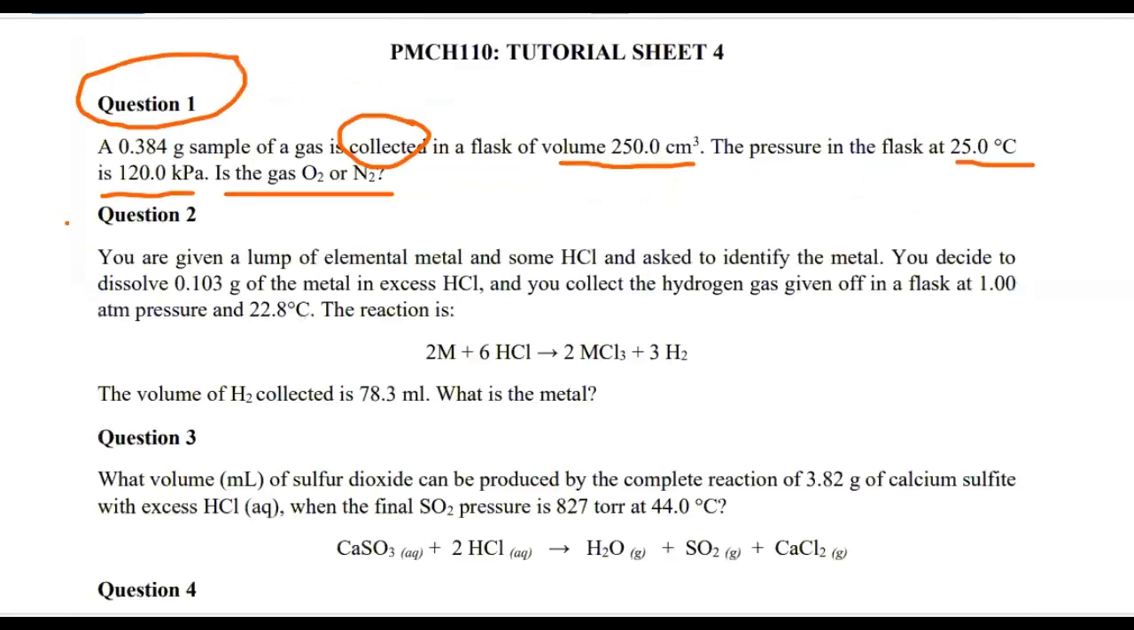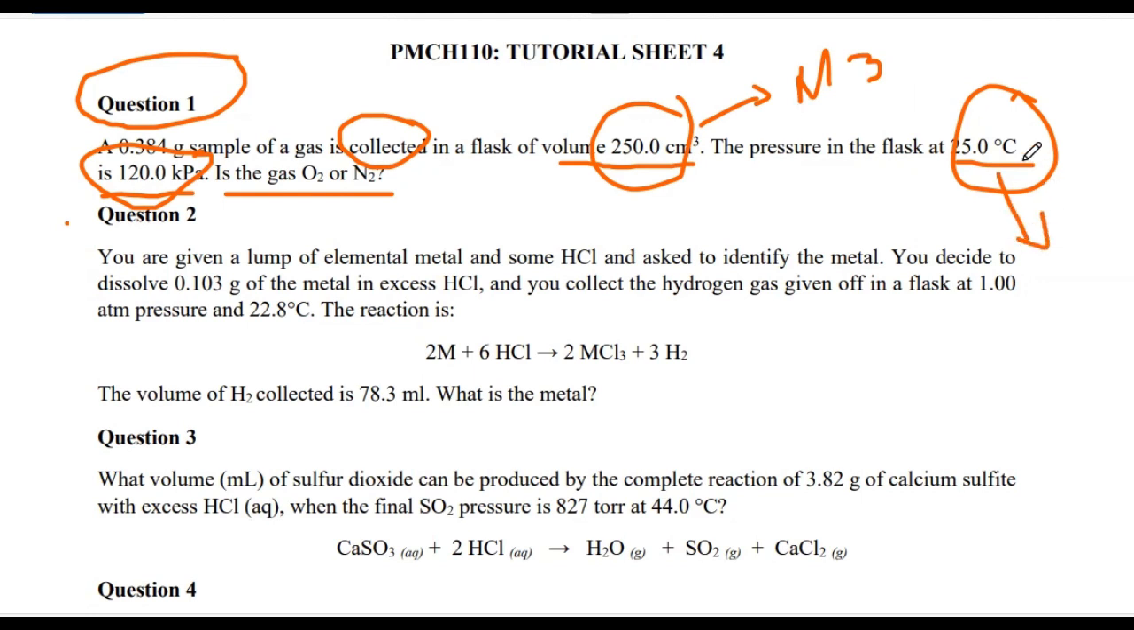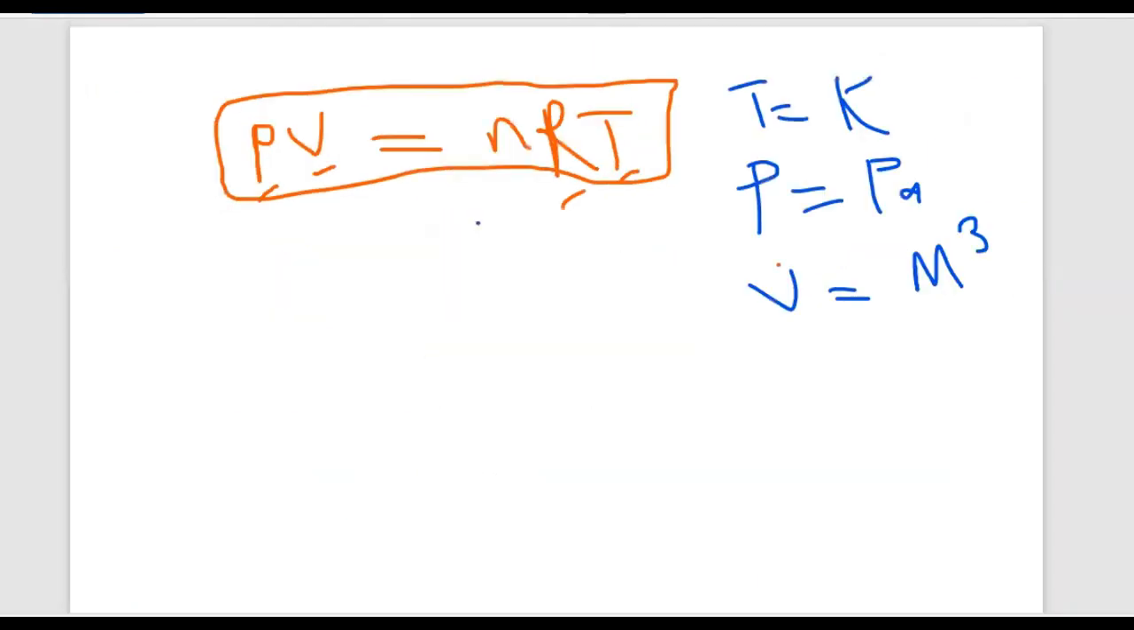In that question, what values are we being given? We've been given the volume, the temperature, and the pressure. You can see that this volume is in cubic centimeters, so we have to change it to cubic meters. The temperature is in degrees Celsius, meaning we have to change it to kelvins. And the pressure is in kilopascals, meaning we have to change it to pascals. That's how you analyze a question, then you just substitute them into the formula. So let's do that.